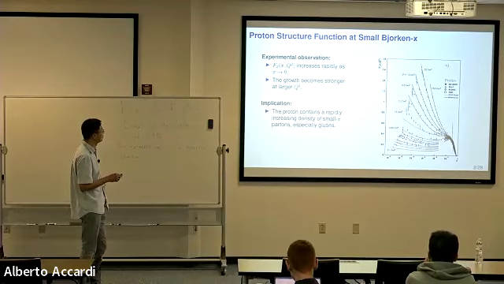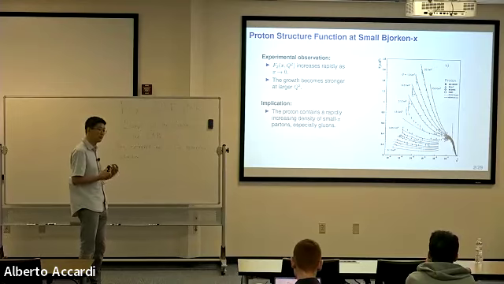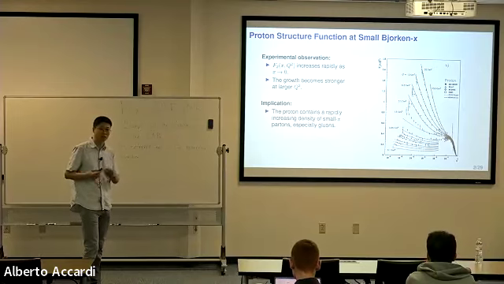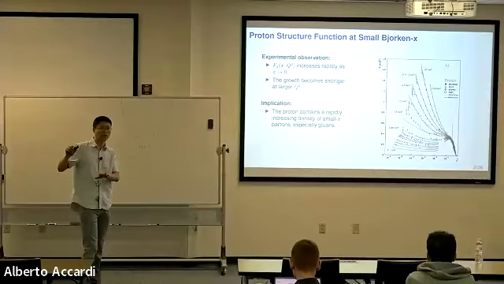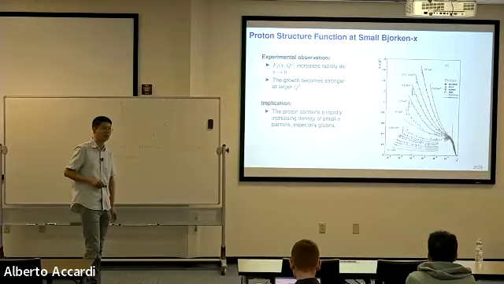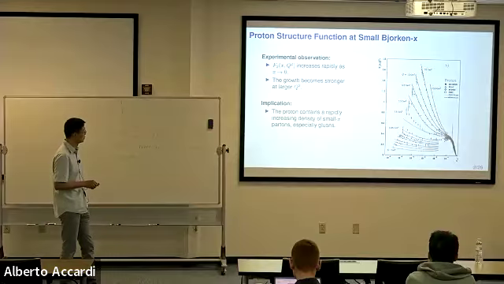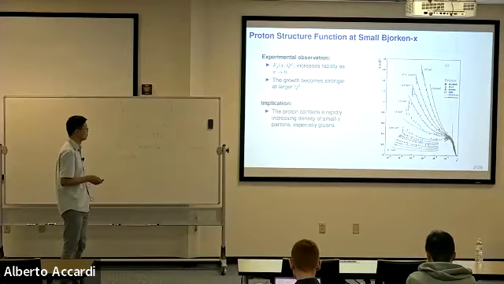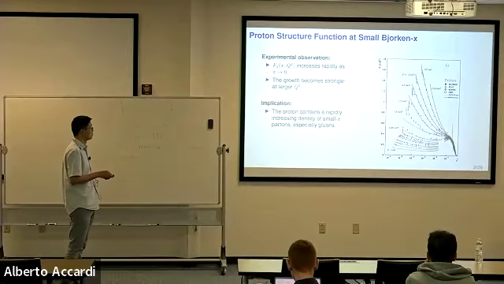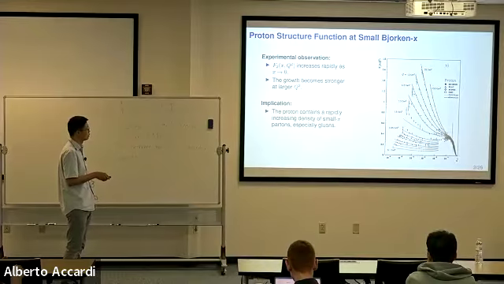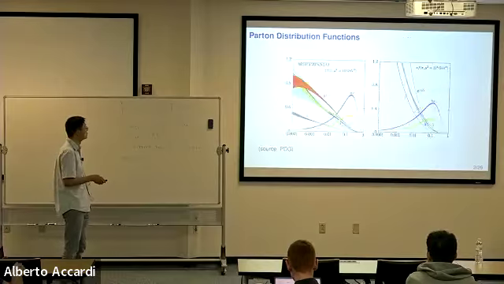Remember that F2 is, at least in the collinear factorization, a convolution of a hard factor and the PDF. The PDF is the parton distribution function. So you can imagine that in the small x region, your parton distribution function is very large. And it turns out this is not the valence quark, but actually the gluon.